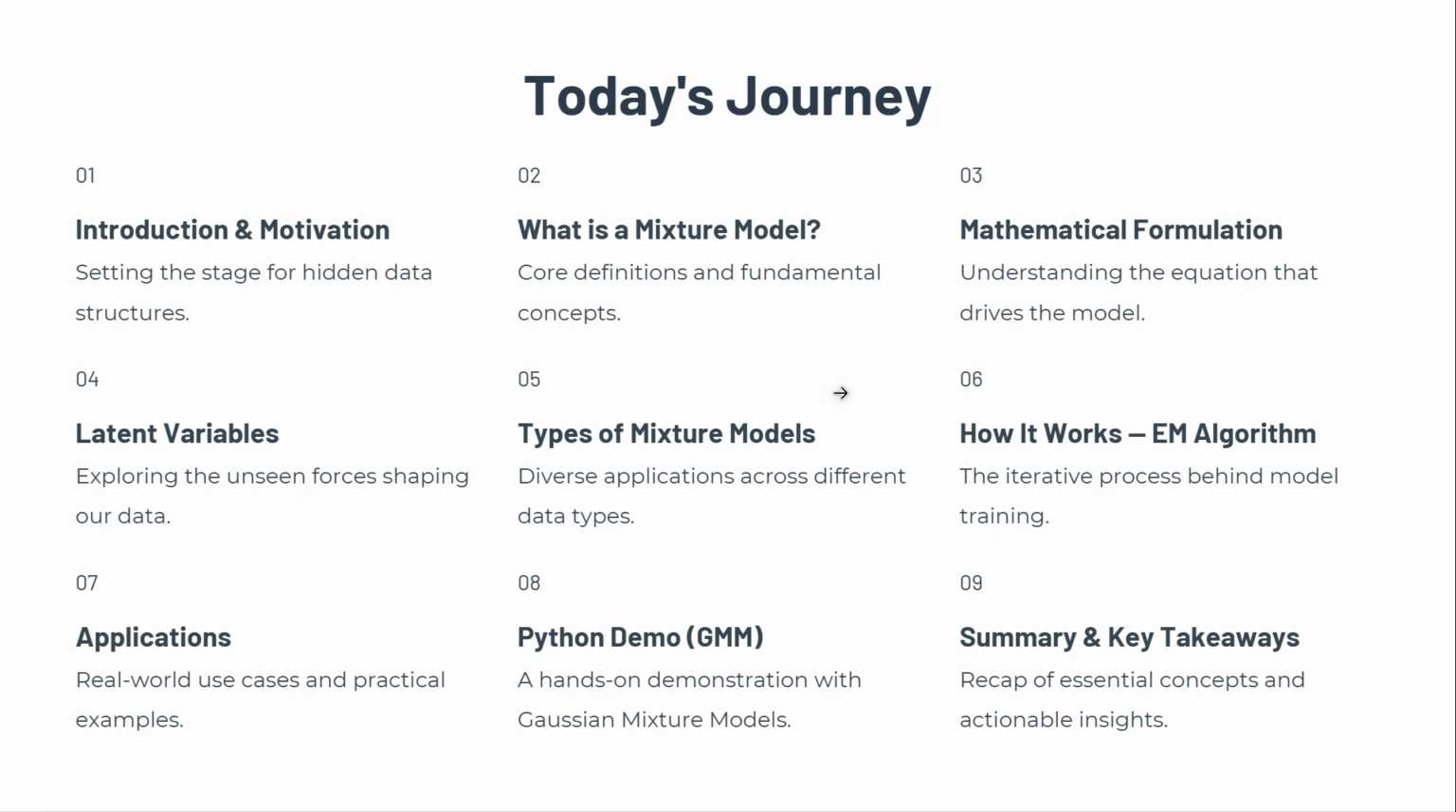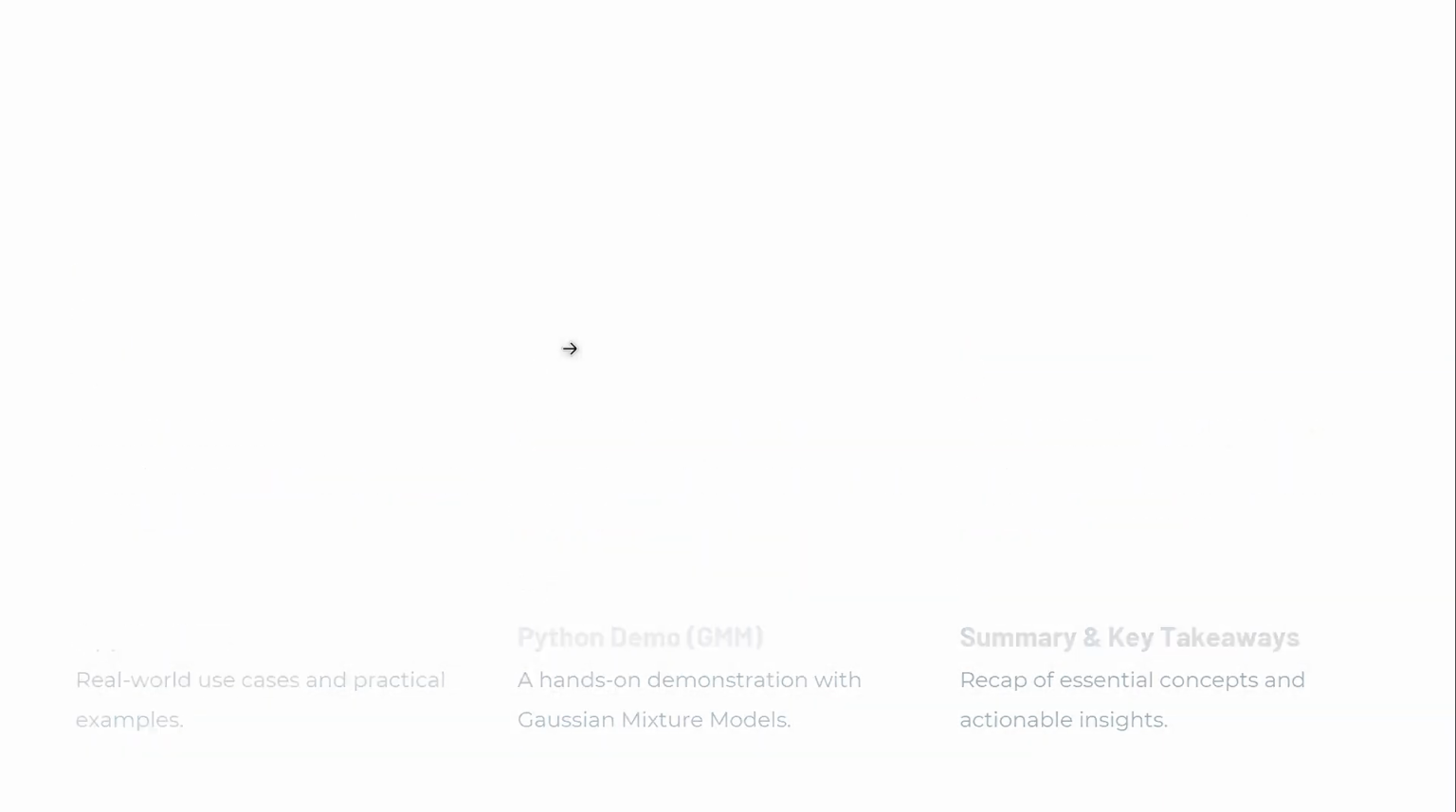Okay. So here is our roadmap. We're going to discuss why we even need mixture models and what they are, break down their key components, understand the role of latent variables, our hidden MVPs, and also look at different types and when to use them. Also, we'll walk through the EM algorithm that powers them, see real world applications, and finish with a Python demo using Gaussian mixture models. Sounds good, right? So let's go.